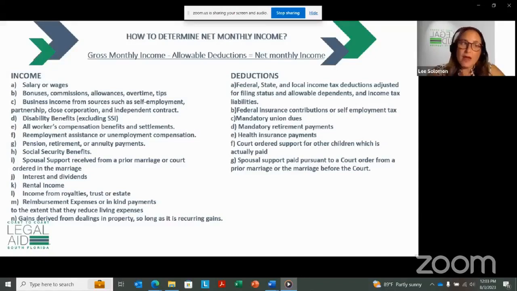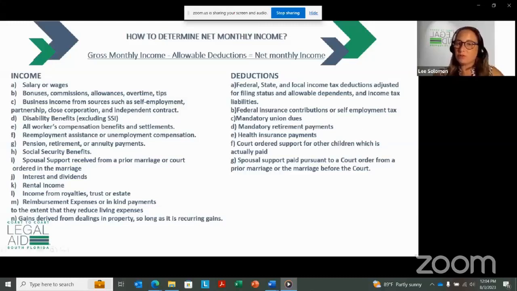So then after you have a determination of what income is, then you would take away all the deductions that the statute permits. So there's allowable deductions for federal, state, and local income tax deductions, federal insurance contributions or self-employment tax, mandatory union dues, and mandatory retirement payments. They must be mandatory. Health insurance payments. These are health insurance payments for the party, not the health insurance payments that are made on behalf of the child. There's a separate calculation for that in the guideline. So this deduction here is just for the health insurance that the party pays for themselves.